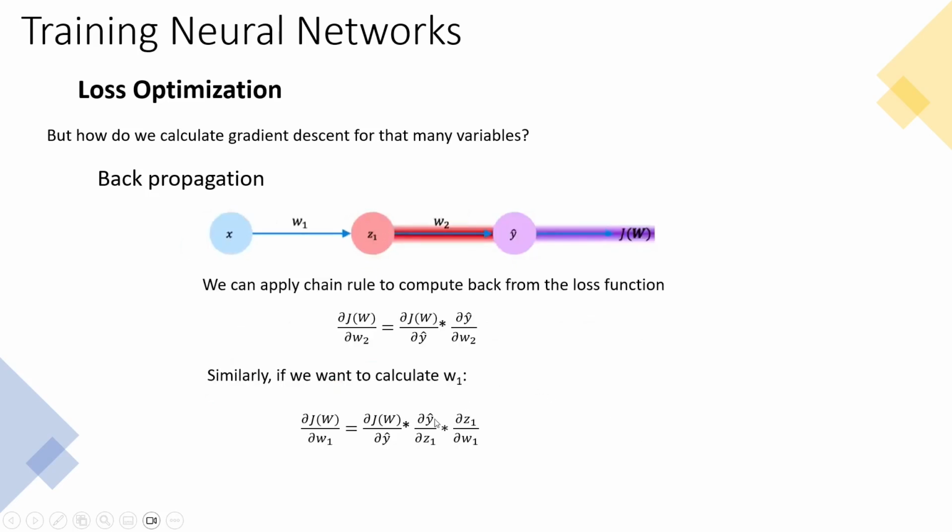Similarly, if you would like to calculate, for example, W1, you need to take the derivative of this one with respect to W1, right? And in order to calculate the derivative of this with respect to W1, you apply the chain rule again. You get the derivative of J(W) with respect to y, y with respect to z1, z1 with respect to W1. Okay, that's what's called backpropagation.